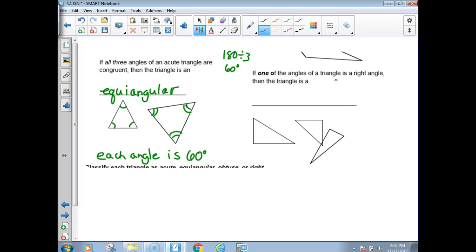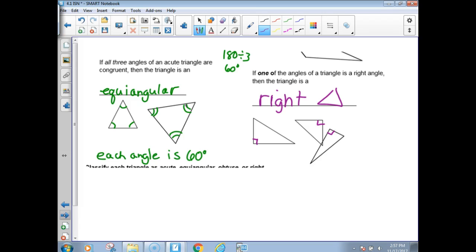If one of the angles of a triangle is a right angle, then the triangle is called a right triangle. Let's see where the right angles are on these. That one's there. This one, it's here. And this one, it's there.